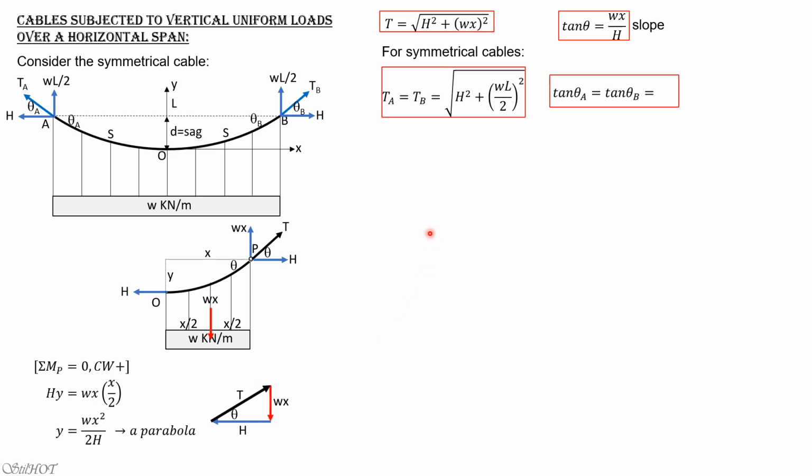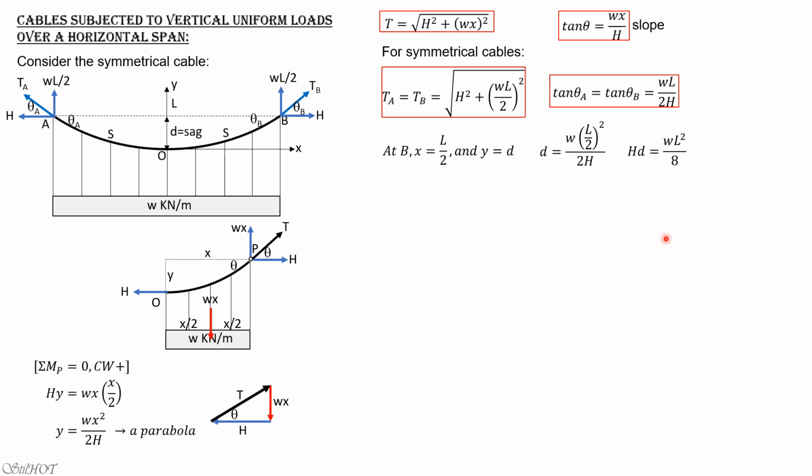Tangent theta is also equal to tangent theta A, tangent theta B. It is equal to, replacing x by L over 2, WL over 2H. For that case, you don't need to memorize that, because at D, x is L over 2, this is the origin, and y is equal to D, of course, the sag. Substitute it into the equation of the parabola: D equals W times (L over 2) quantity squared over 2H. So that's why we have HD equals WL squared over 8.